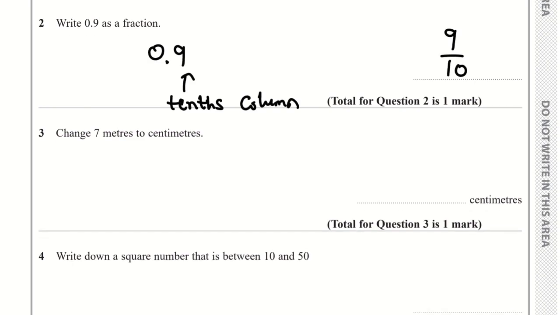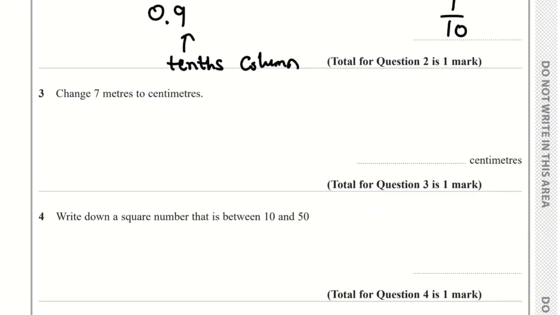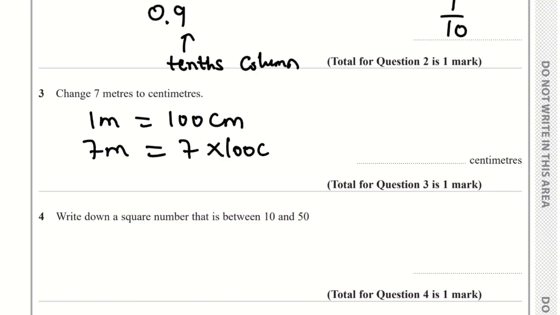Okay, so the next one says change 7 meters to centimeters. Now 1 meter is equal to 100 centimeters. Now since we are changing from 7 meters to centimeters, I am going to multiply 7 by 100 centimeters, and that will give us 700 centimeters. So this is 700 centimeters.